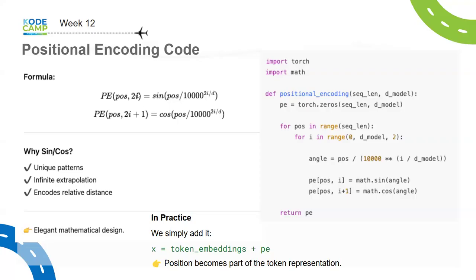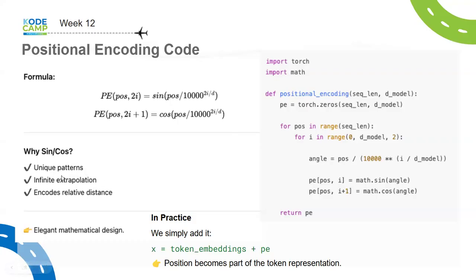So for all the even numbers for i, in any range, 2i will mean an even number. So all the even numbers will use a sine of the position divided by this, while all the odd position tokens, rather, would use the cosine of the position. So it gives a kind of interesting pattern, right? The sine and cosine give very unique patterns.